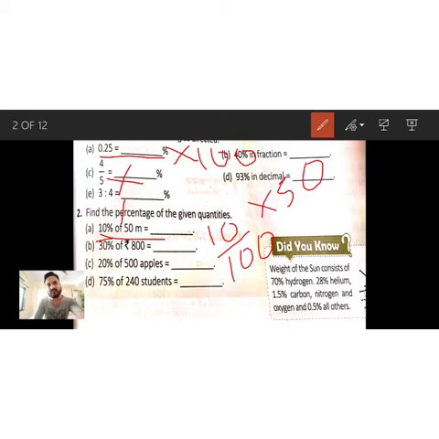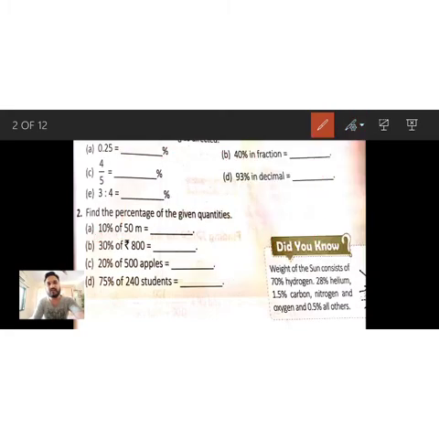Now 0, 0 and 0 cut. What's our answer? It is 5. So 10% of 50 is simply 5. These are simple quantities: 50 meter, 800 rupees, 500 apples, 240 students. In this simple way, we have to find out the values.